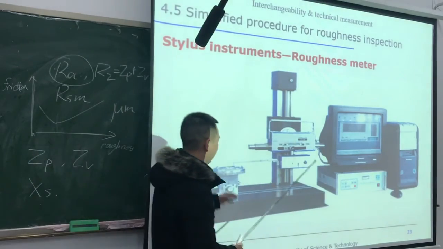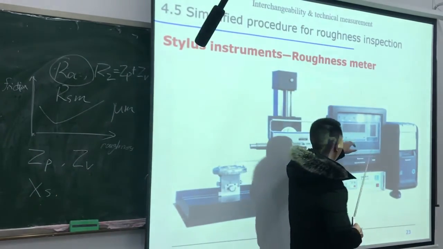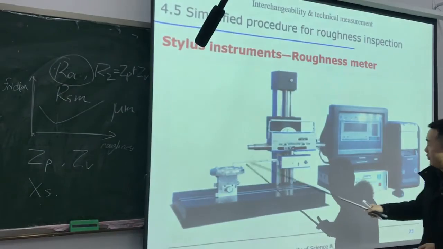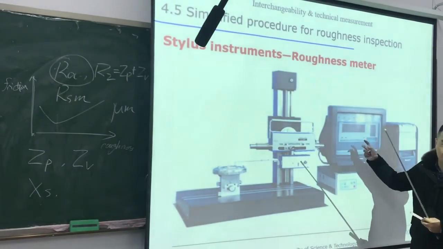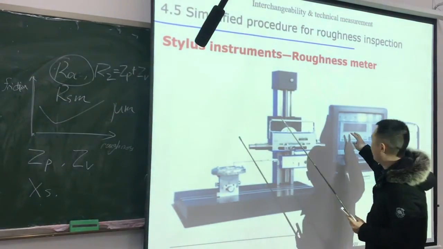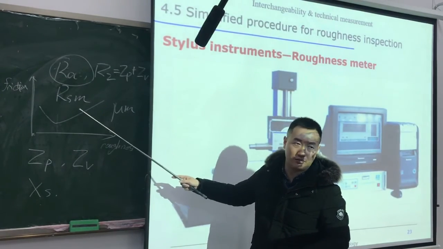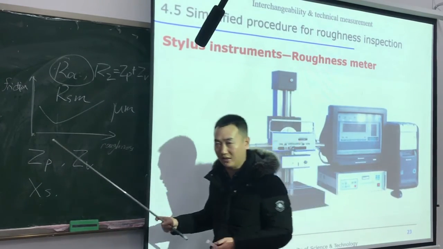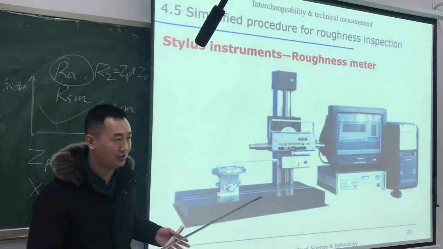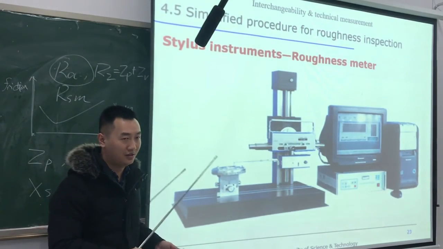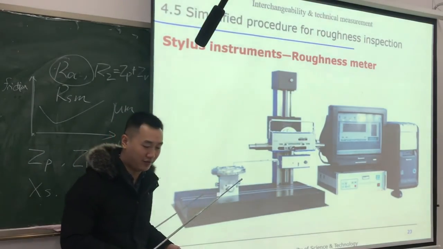And after it gets the profile of the workpiece, the computer can calculate the related parameters Ra, Rz, RSm automatically. Because all the data information is gained, those parameters can be derived.